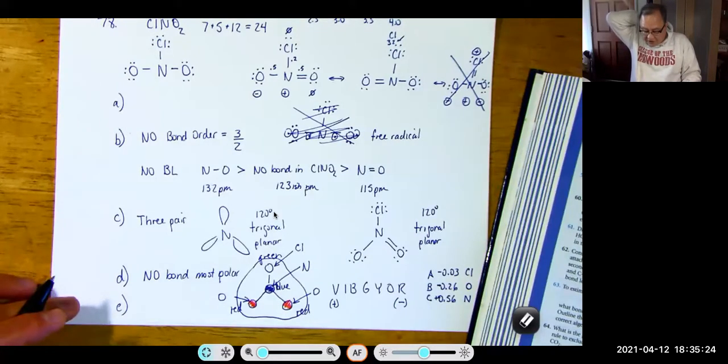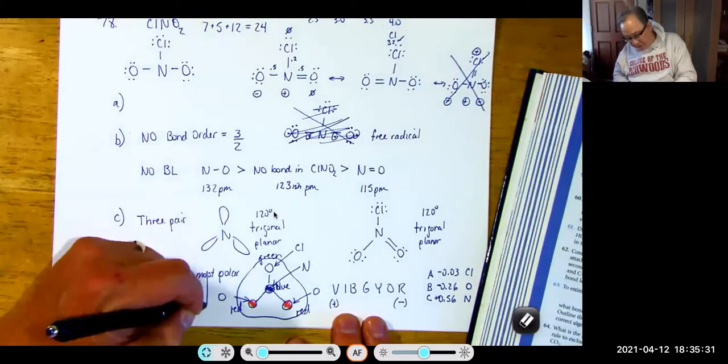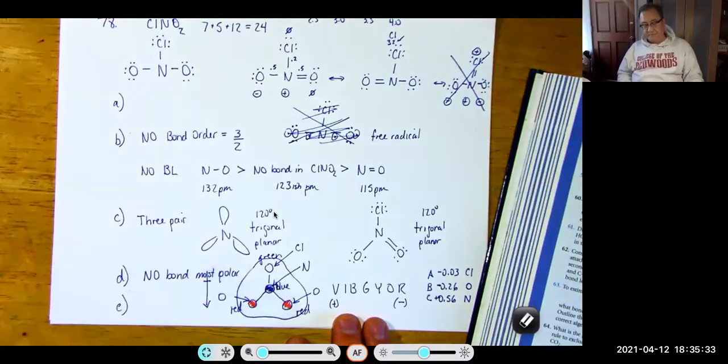So this molecule is definitely polar. And if we drew a polar symbol next to it, it'd look like that, pointing to your most electronegative atoms, oxygen.